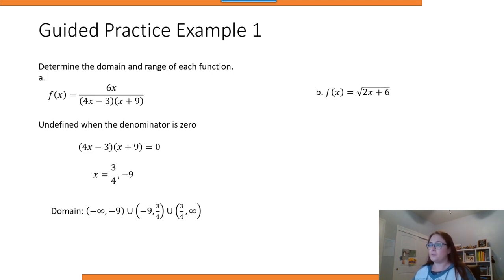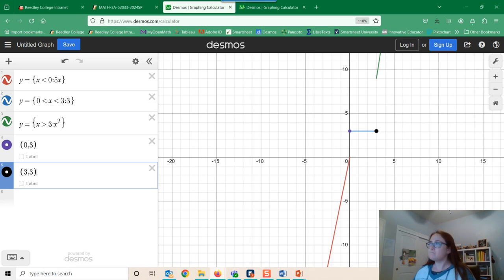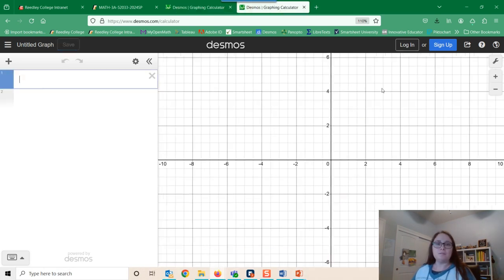I'm going to pull up Desmos. If you haven't used Desmos, it is great. I'm going to type in the equation. So if you haven't had a lot of experience, you can watch me type in this equation.